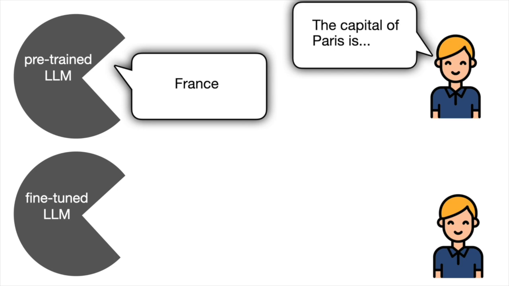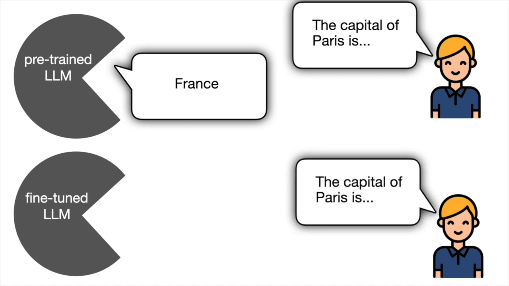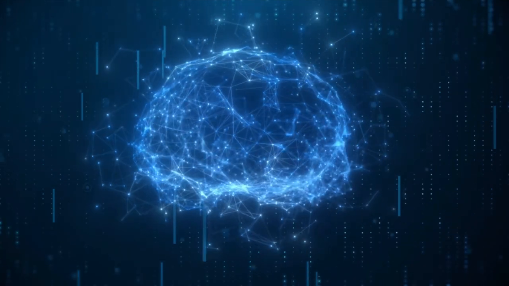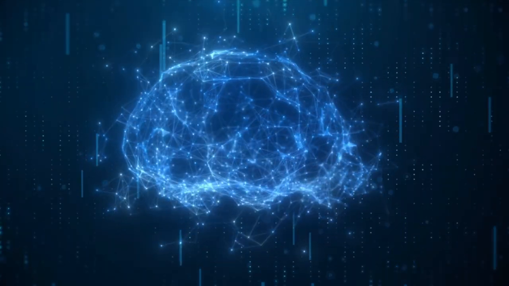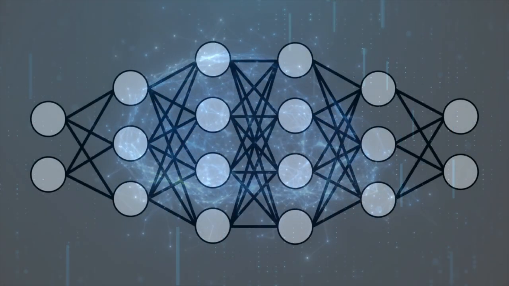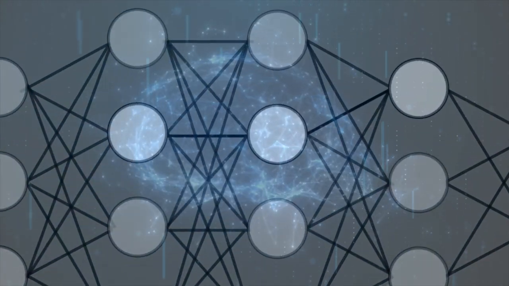That's why when you ask a fine-tuned model, "the capital of Paris is," it will say things like, "Actually, Paris is itself a capital city, specifically the capital of France. Let me know if you meant to ask something else." And all these fine-tuned communication skills are added on top of the previous knowledge the pre-trained LLM had. The new learning doesn't replace that knowledge, it builds on it.